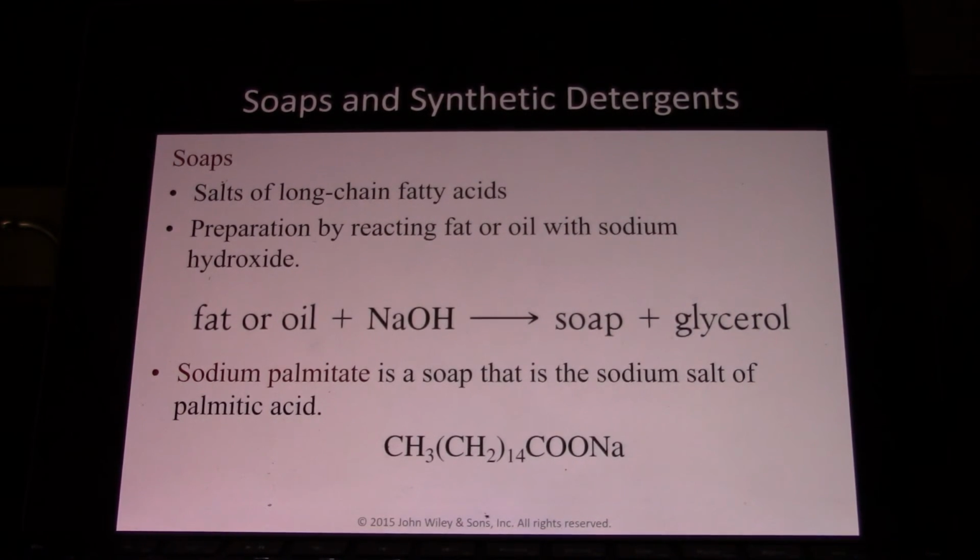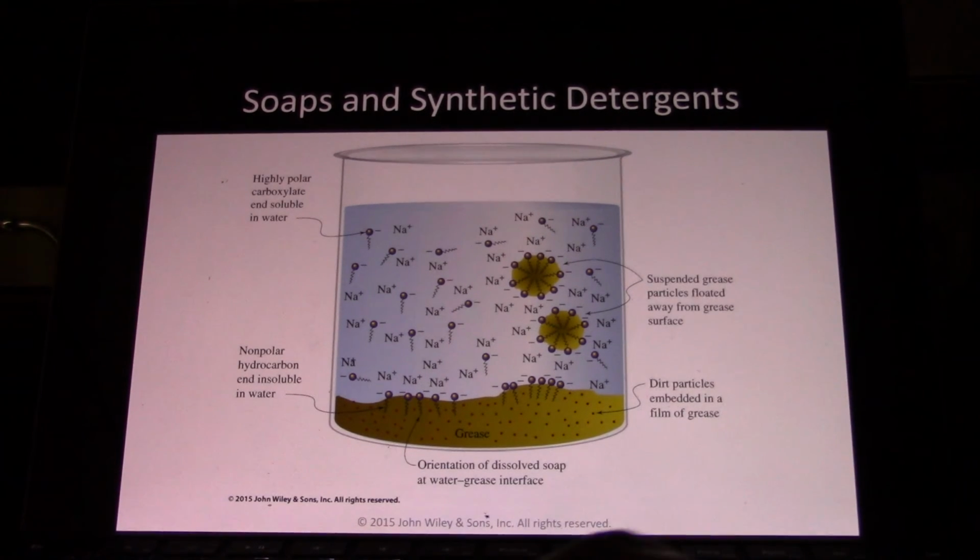Soaps are salts of long-chain fatty acids and are prepared by reacting fats or oils with sodium hydroxide. And again, sodium palmitate is a soap that is a sodium salt of palmitic acid. And soaps are useful because you have the ionic side, which readily reacts with water, and you have the fatty tails, which break up grease into small little globules, which have the ionic part around them. And so they turn them into small enough particles which are dissolvable by water, and then water can rinse them off. And so basically they break up the grease into these tiny micelles, which with their positive and negative charges are water soluble and can be removed with water.